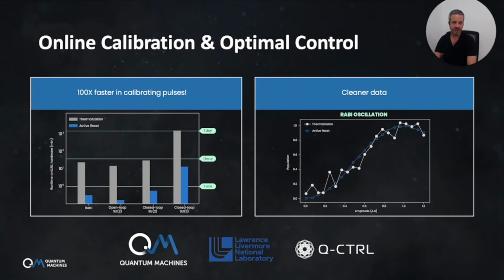The two examples, measured in collaboration with LLNL and Q-control, present the ability to use the tightly integrated classical computation and active reset in order to significantly reduce the time for calibration and optimal control. On the left-hand side, we can see pulse calibration time reduced by a factor of 100 due to active reset and tight integration. On the right-hand side, we can see the measurement expectation value improvement by using active reset.